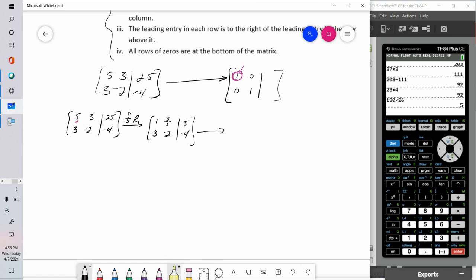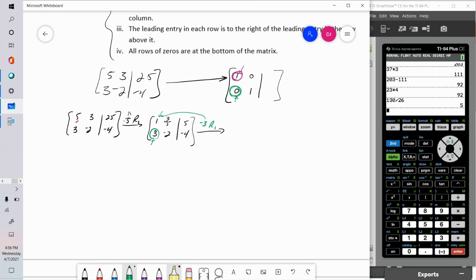Now the next thing we need to do is make this term, where the 3 is, become 0. What do I have to add to 3 to get 0? That's got to be a -3. So what I'm going to do is multiply row 1, where the 1 is, times -3. Now what's going to happen is -3 times 1.